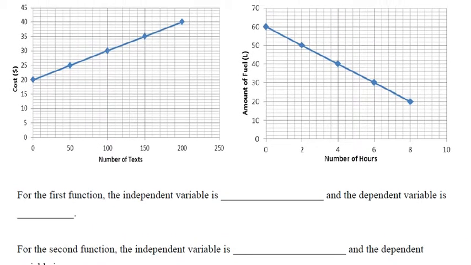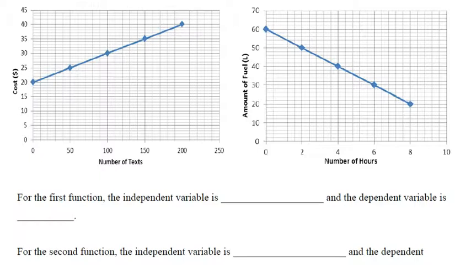For the first function, the independent variable is the number of texts, and the dependent variable is cost.